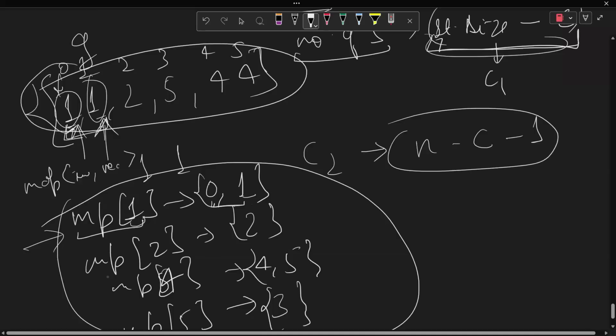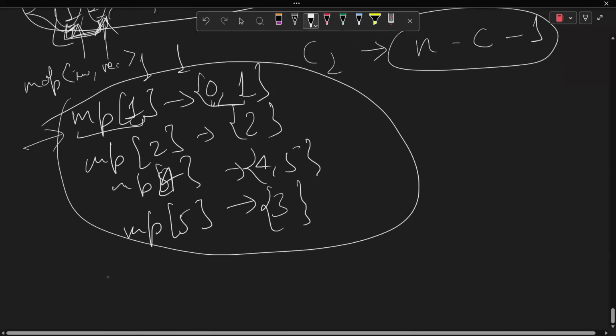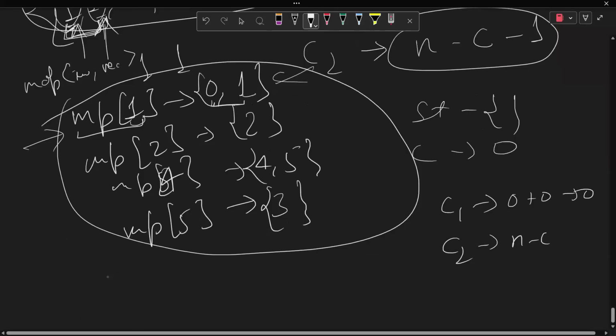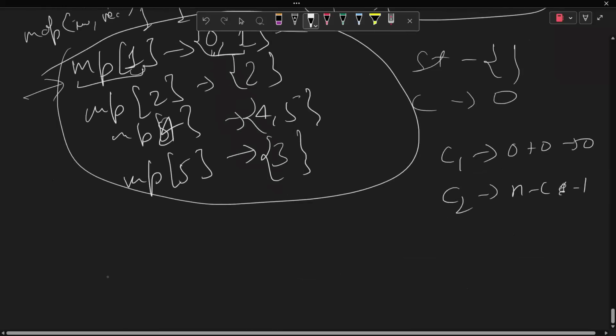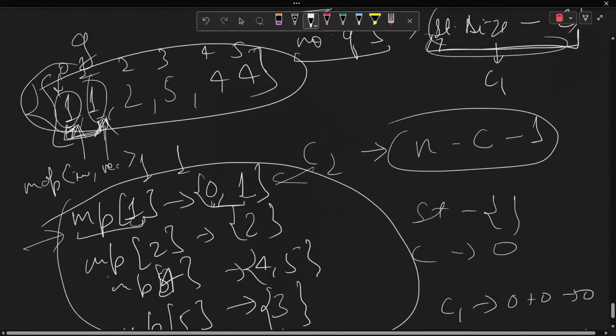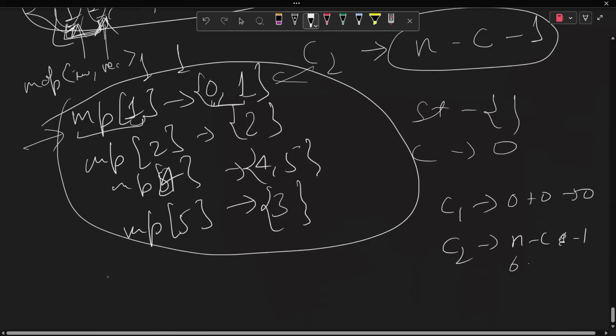So you would not add anything to your set because you don't get any greater element here. So when you go to this, your set is an empty set. You checked for the condition. So your C set is empty, C is 0. You calculated C1 as size of set plus C. So 0 plus 0 was 0. You calculated C2 as n minus C minus 1. Here it was 1, 2, 3, 4, 5, 6. So it was 6 minus 0 minus 1, which was 5.